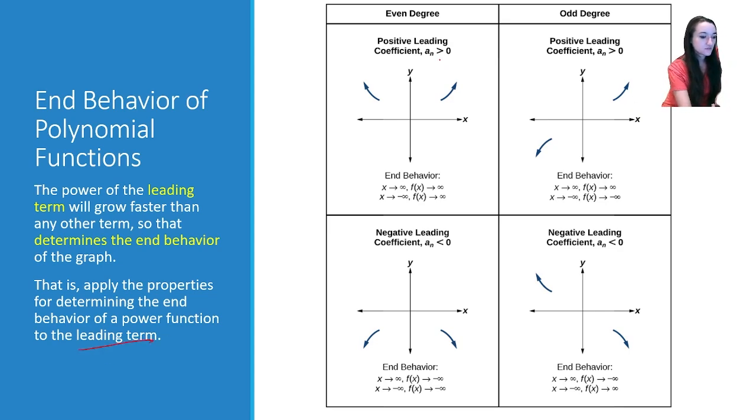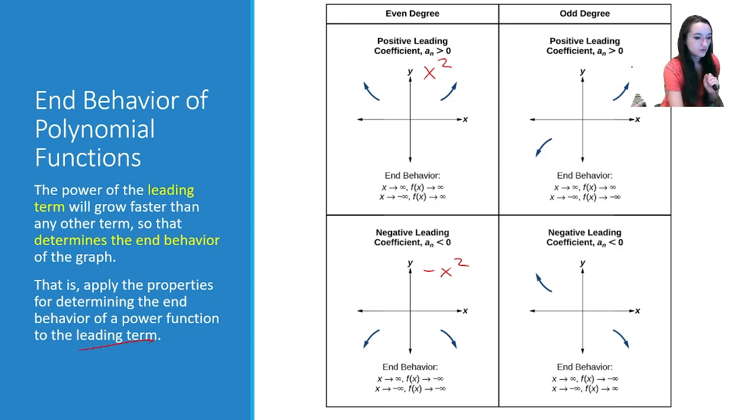So here, if our leading term has even degree and has a positive leading coefficient, then we're both going up. So again, this is our 1x squared, and if we have that negative coefficient, our negative x squared or something like that, we're going down on both sides. So even degree means they're both going in the same direction, either up or down.